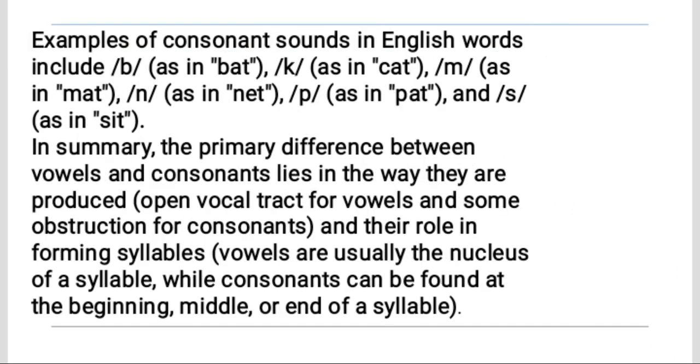Examples of consonant sounds in English words include B as in bad, K as in cat, M as in mad, N as in nad, P as in pad, and S as in say.